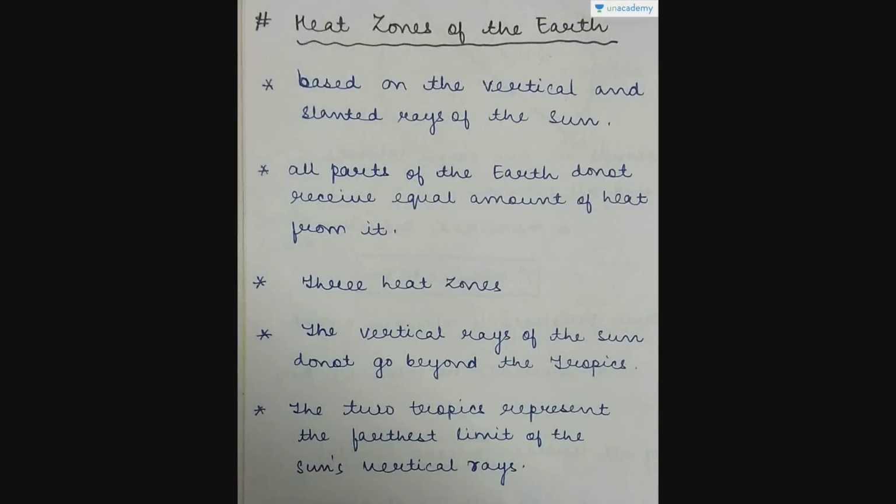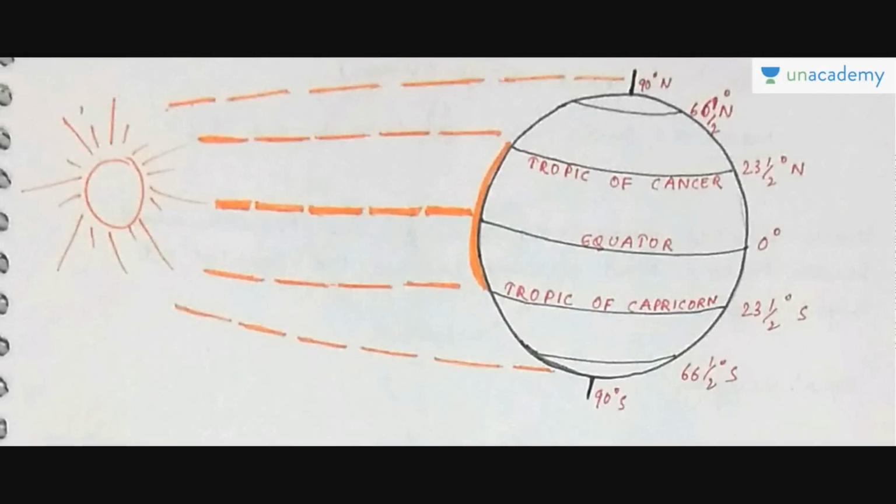Now, heat zones of the earth. We have to understand that, see, this is the sun and the rays are coming from the sun onto this earth. Different latitudes are here. So the vertical rays of the sun come here, and as we move towards the pole, the rays become slant in nature, slightly deviated, not vertical, not straight lines. So all parts of the earth do not receive the same amount of sunlight. This part will receive a greater amount of sunlight with greater intensity, and as we move towards the pole, the intensity as well as the amount of sunlight decreases.